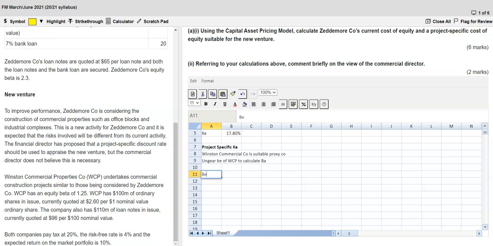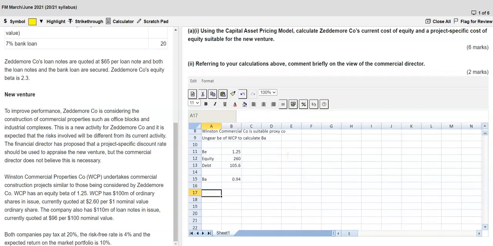So beta equity is given, that is equal to 1.25, and its equity is given, that is 100 million shares into 2.6 market value, and debt value is given, that is 110 million into 96 divided by 100. So let's calculate beta asset, that is equal to beta equity into equity divided by equity plus debt into (1 minus t), that is 0.8. So 0.94 is the beta asset.